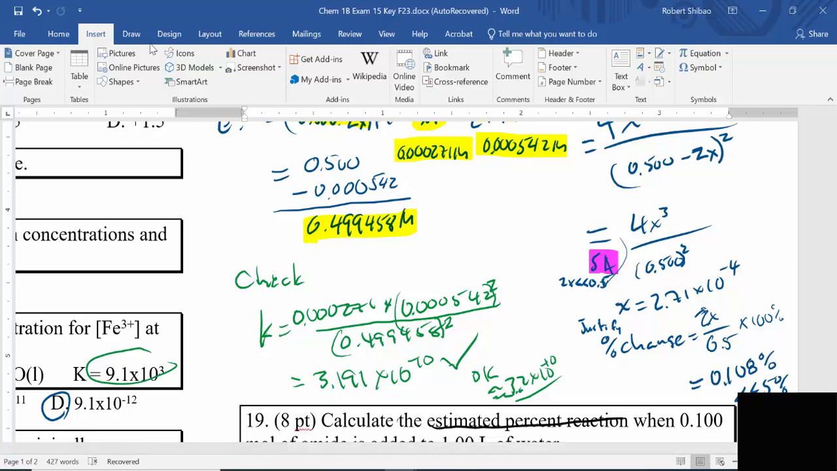All right, I went ahead and made that assumption not knowing if it's going to work or not, and so I have to justify it. The way we justify it is if the percent change is small, then it's okay, but if the percent change is large, then it's probably not okay. So we calculate the percent change, which is going to equal the change. The change here is 2x, not x, divided by the initial 0.5. So 2x divided by 0.5 times 100% gives us 0.108%. And since 0.108% is less than 5%, then this is okay. And so I give it a little check. So the simplifying assumption works, and so x is equal to 2.71 times 10 to the minus 4.